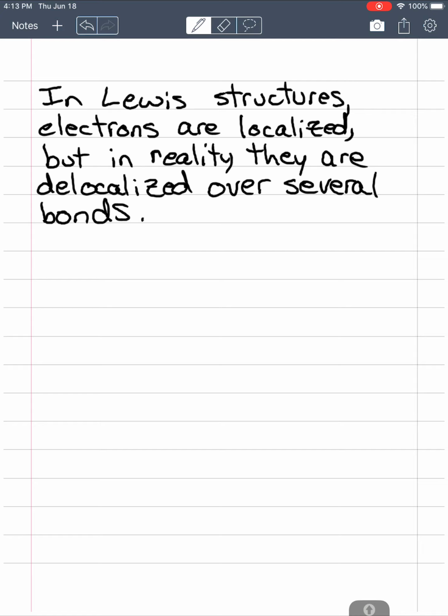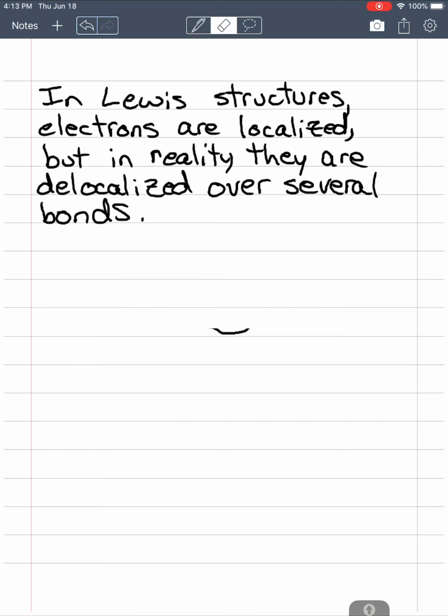All right, so in Lewis structures, the electrons are localized. What that means is that I have element X, and I'm saying that the electrons are right there. But in reality, you have element X, and you just kind of have an area where you will find the electrons around it. So delocalized means that it's not just on one, but it can be on multiple.